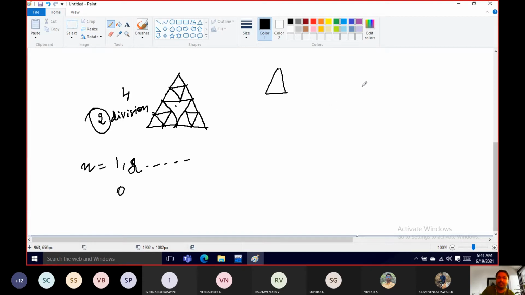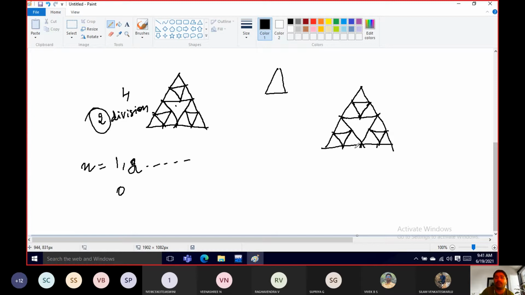So one division is per side of a tetrahedron, divide it once. How do we divide? Take the midpoint, then join it. This is one division. What about the second division? Take the midpoint of these newly created triangles, then join it. So this is the second division.